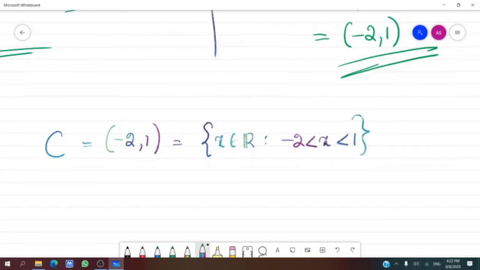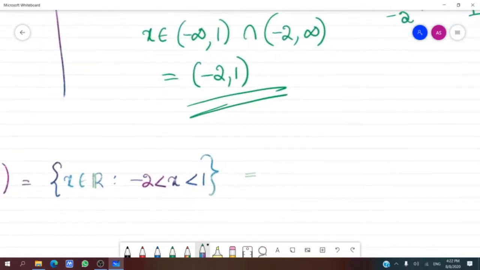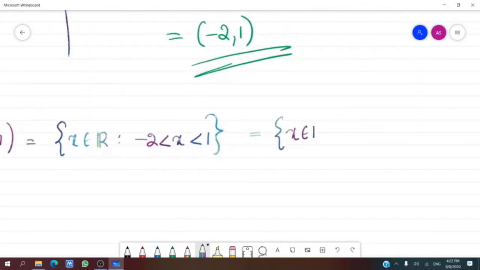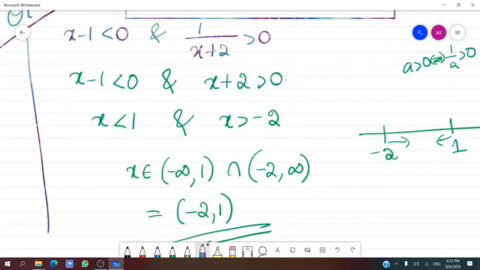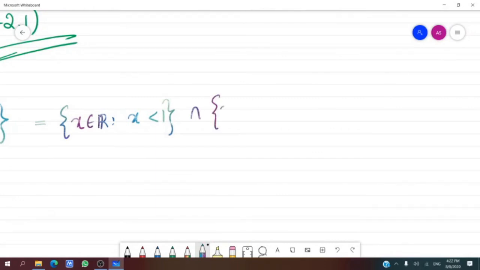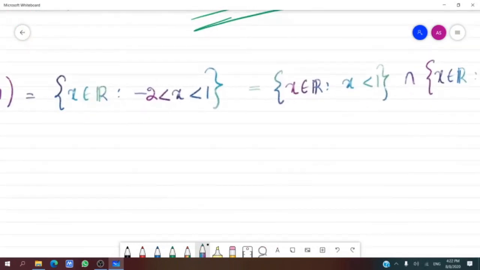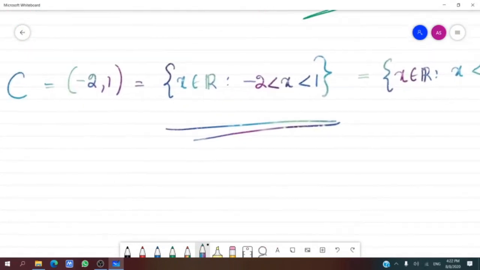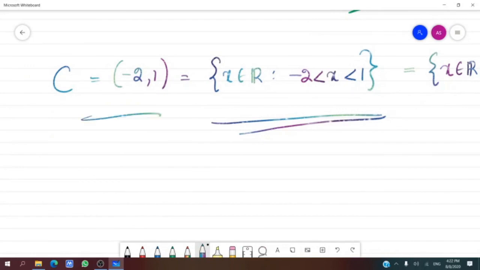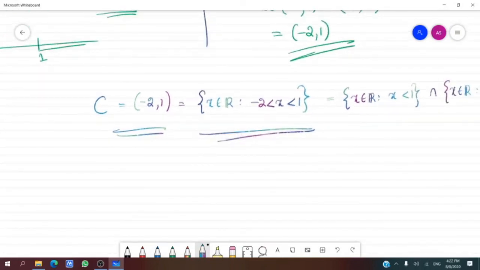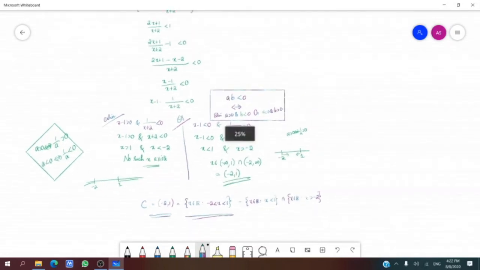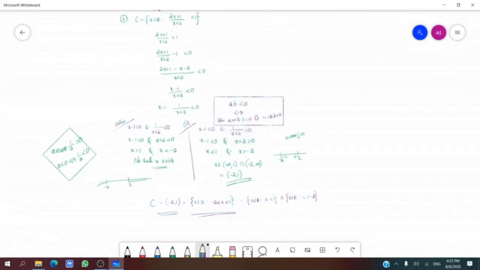Or you may write it as the intersection of the sets: set of all x such that x is less than 1, and, means intersection, set of all x such that x is greater than minus 2. So this is more simpler expression for the set. Or as an interval you can write C as this interval. Okay, so this is that set C. This is that interval minus 2 up to 1.